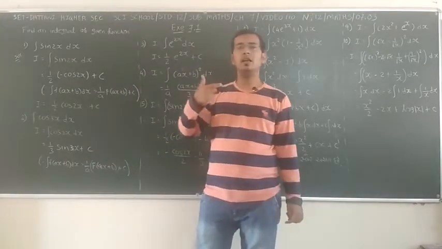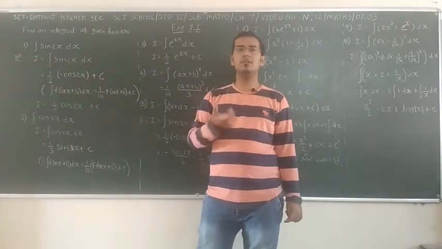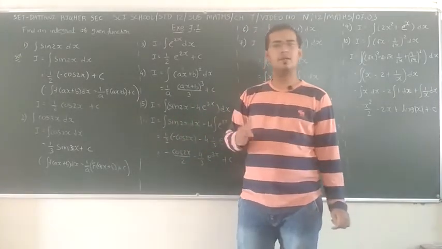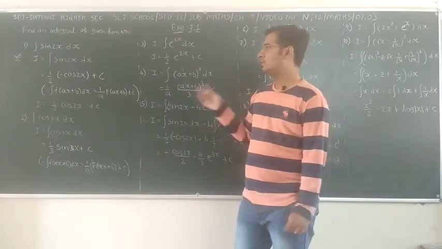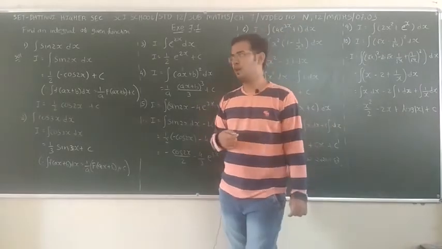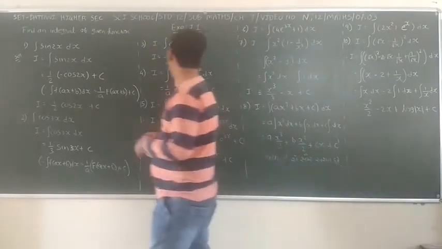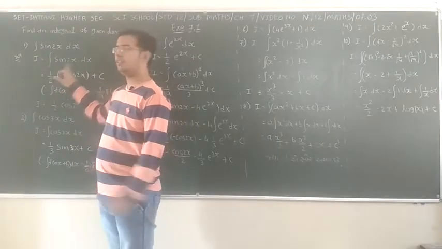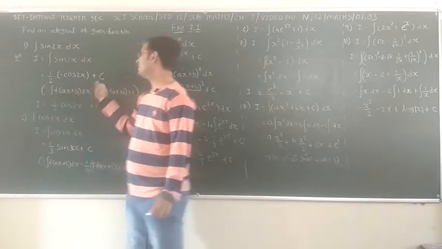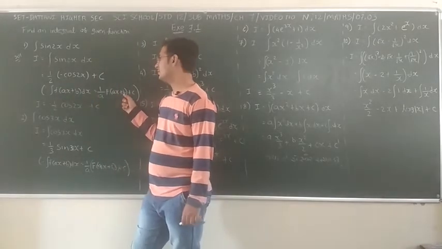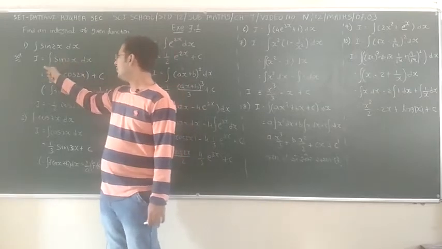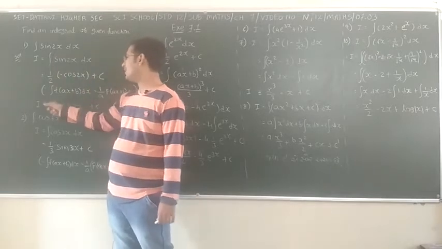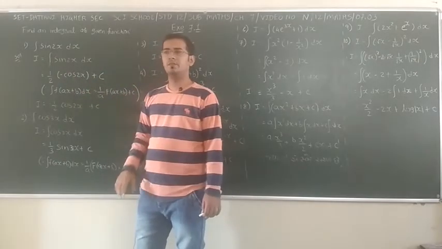Before we start, in your textbook it is given to use the method of inspection. This method is not asked in our syllabus, so we solve directly using the theorem and formulas. First, sin 2x dx. Using the theorem, the integral of f(ax+b) is equal to 1 upon a times F(ax+b) plus c. So a comes down as 1 upon a, which makes 1 by 2 times the integration of sin, that is minus cos 2x plus c. So minus 1 by 2 cos 2x plus c.